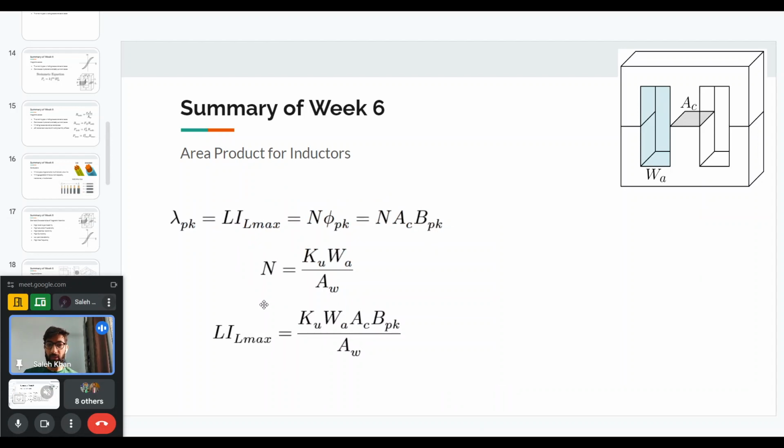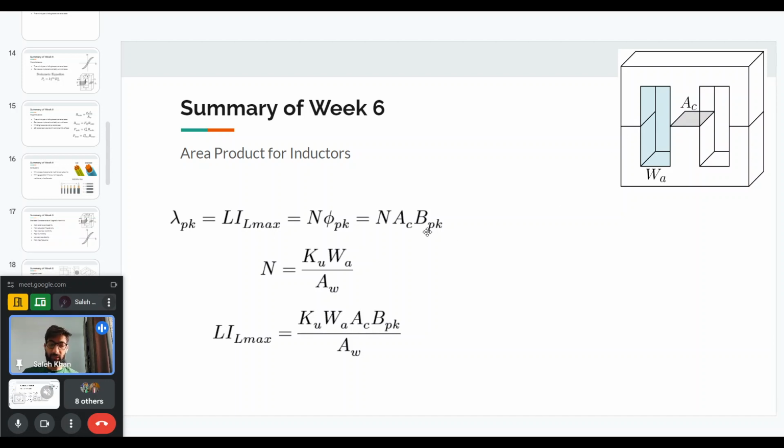So now we can come to what is called the area product. And area product is basically the product of this window area and the cross-sectional area of the core, because these are two areas. When we multiply them together, we get the area product AP.